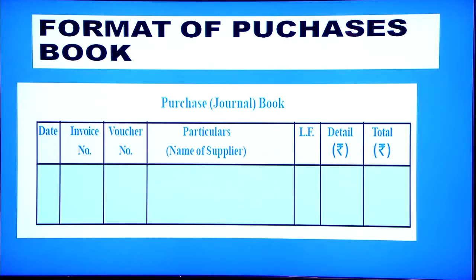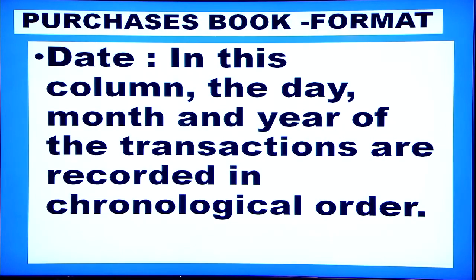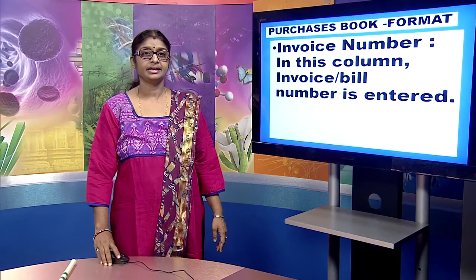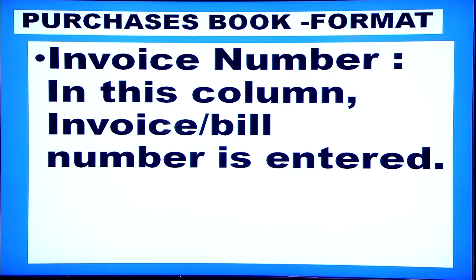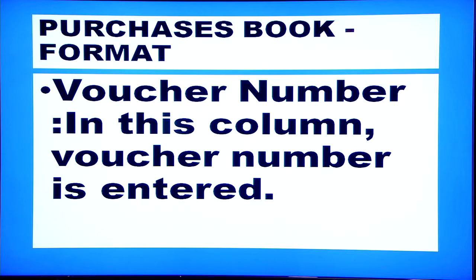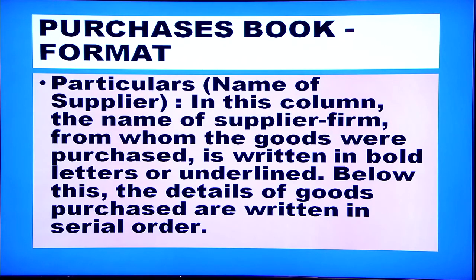Now we have the format of Purchases Book. Here date column is mentioned. In that we will write the day, month and year of the transactions in chronological order. In the invoice column, we will write the invoice number of the bill. In the voucher number column, we will write the voucher number. Now we have particulars column. In this column, the name of the supplier firm from whom the goods were purchased is written. How we will write? It is written in bold letters or in the underlined form.